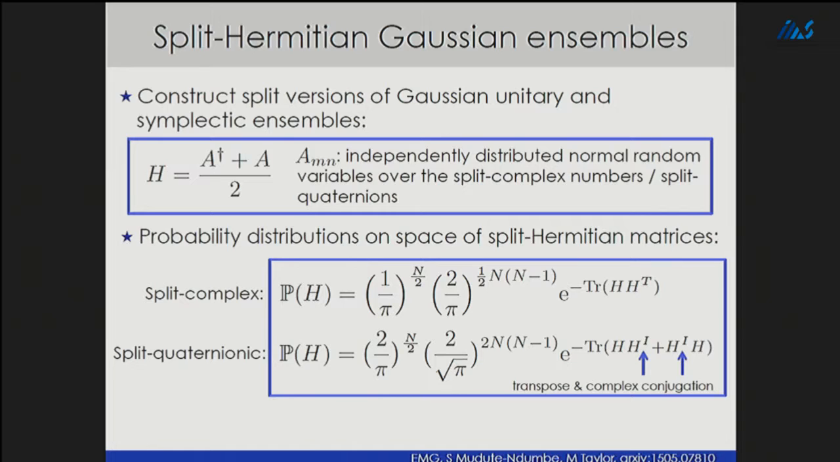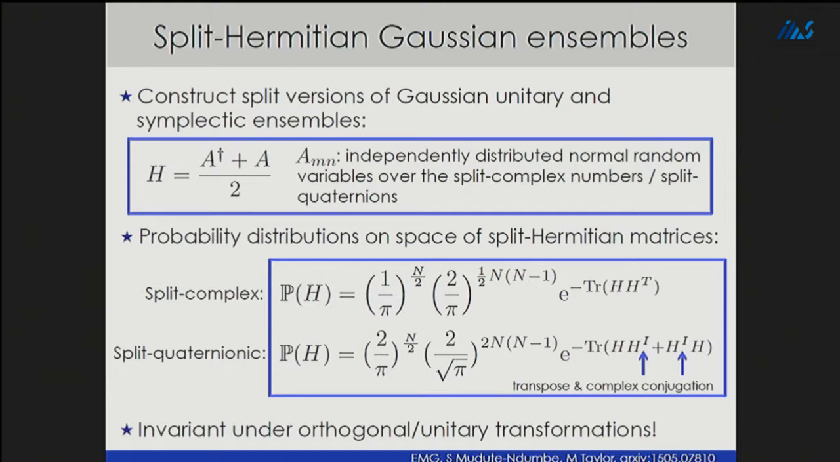There's an alternative one you could define, where you just take trace H squared, which is invariant under split unitary transformations, but that's not a probability distribution. Whereas this is, it's just produced in that way. So if I write it in elements, it's just e to the minus the square of each of the elements of the matrix. Again, the diagonal is weighted differently from the off-diagonal, but it's the same in that sense as the standard Gaussian ensembles. And if we write them like this, then this one is invariant under orthogonal transformations, and this is invariant under unitary transformations, the standard ones. And that reflects some symmetry of the matrices as well.